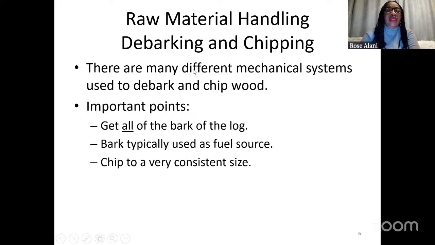So another thing we do also in handling the raw material is debarking and chipping.